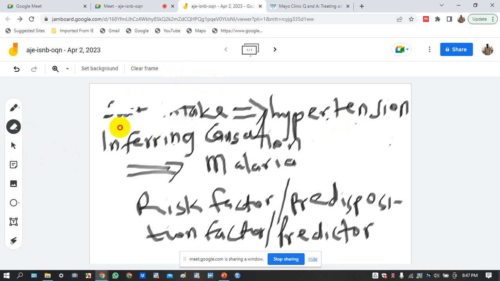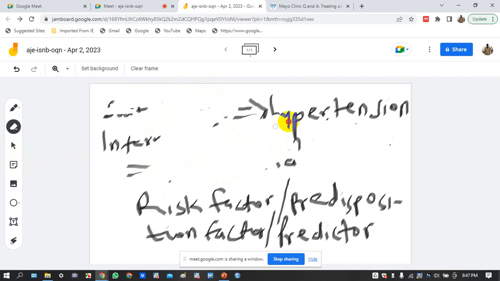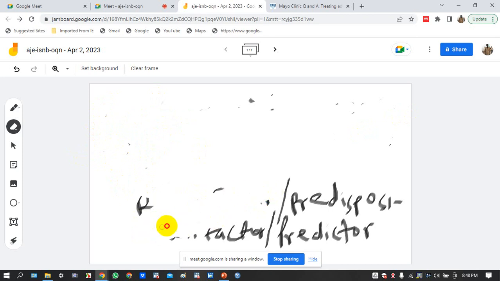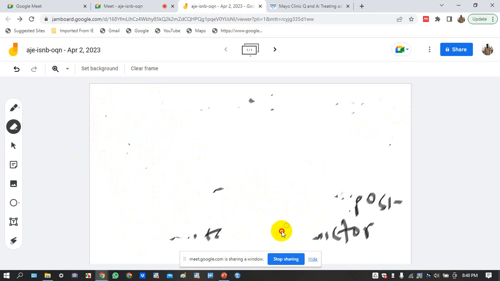So let me erase this one. I will come back again. So salt causes hypertension. We can also say that too much sugar or too much fat causes what? Diabetes. Too much salt, too much sugar, too much fat, too much stress, and lack of exercise, obesity, they all cause what? Diabetes type 2.